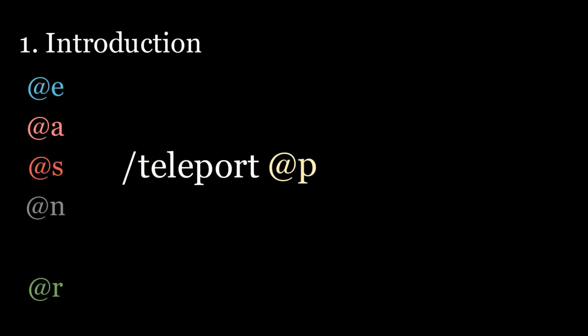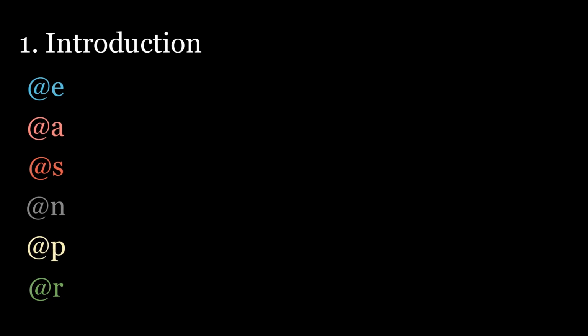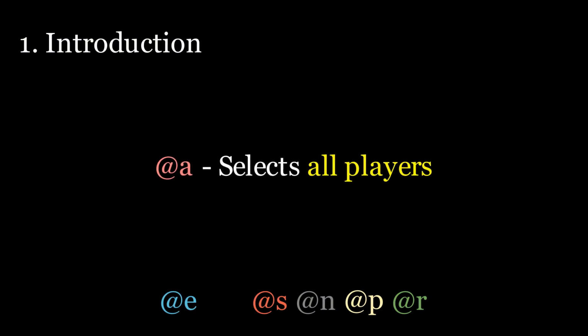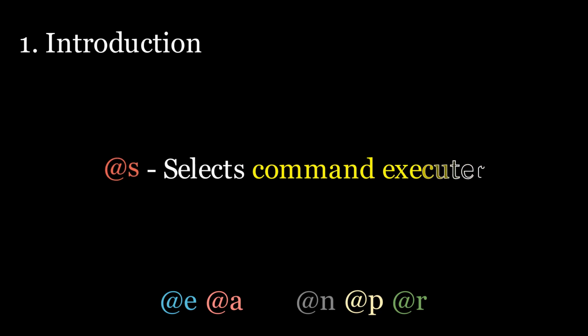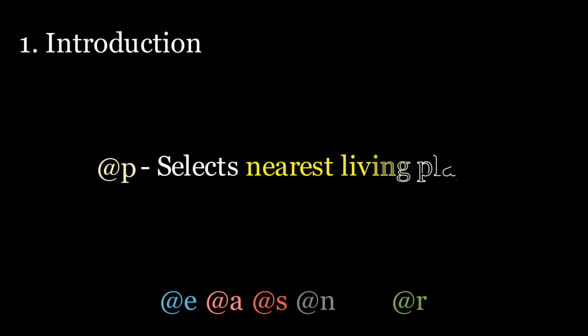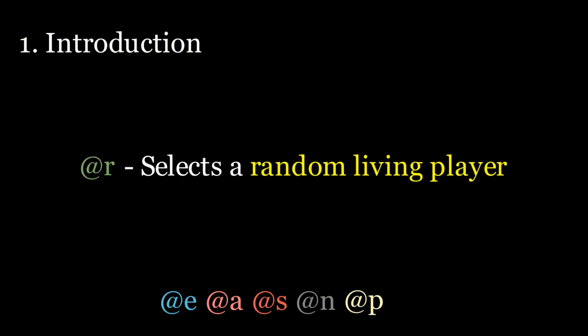In Java Edition, there are 6 target selectors. @e will select all entities, @a will select all players, @s will select the command executor, @n will select the nearest entity, @p will select the nearest living player, and @r will select a random living player. For demonstration purposes, we will only focus on the @e selector.